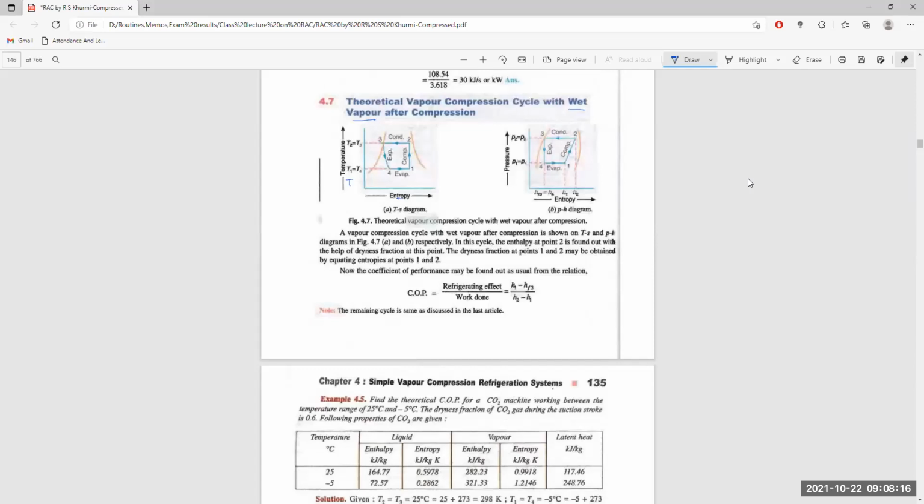This is 1 to 2, our compression process, 2 to 3 condensation, 3 to 4 expansion, and 4 to 1 is the evaporation process.